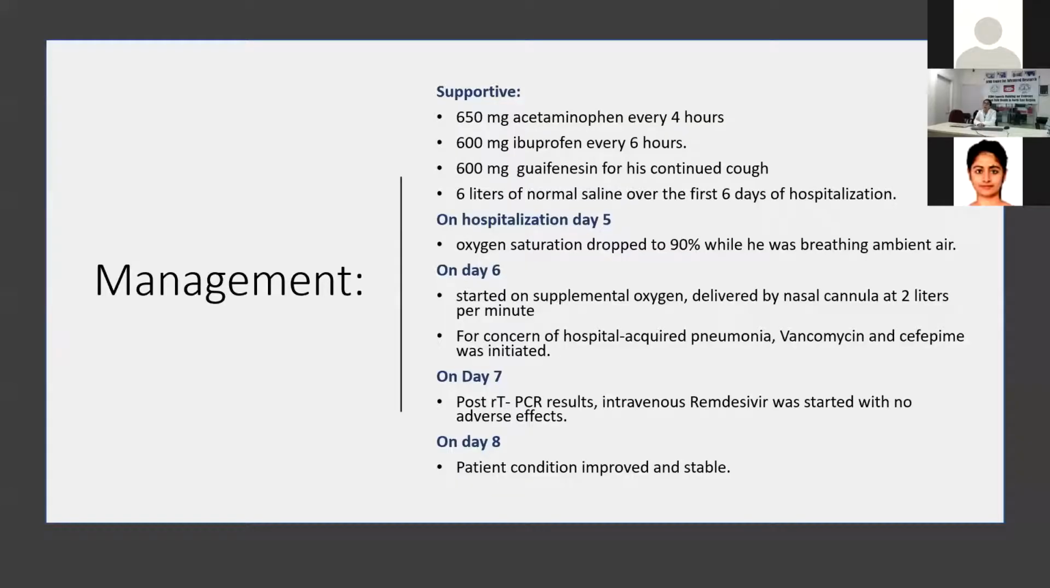From the management perspective, they started with supportive treatment, that is acetaminophen, ibuprofen, guaifenesin for cough, and normal rehydration was done with 6 liters of normal saline during the first 6 days of hospitalization. On the evening of day 5 of hospitalization, the patient's oxygen saturation dropped to 90% while he was breathing ambient air. So on day 6, they started supplemental oxygen delivered by nasal cannula at 2 liters per minute.